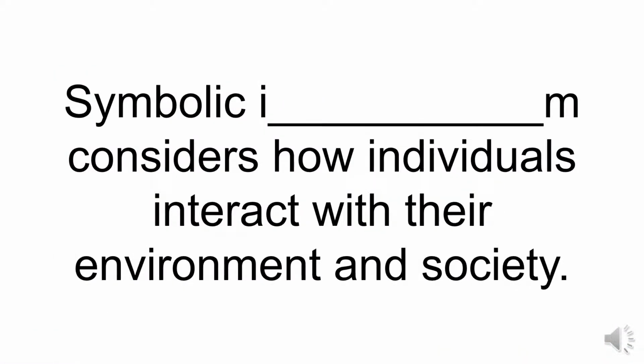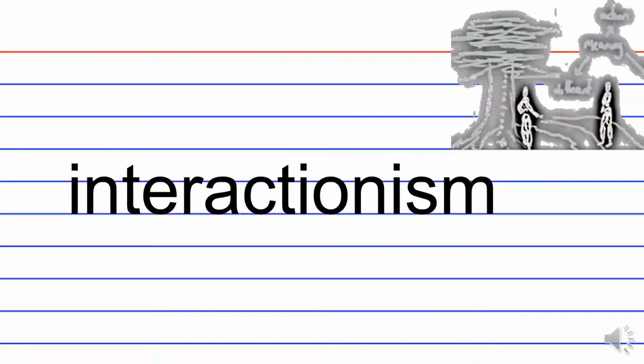Symbolic I blank M considers how individuals interact with their environment and society. So what concept is this? That would be symbolic interactionism. And here in the graffiti, you can see an individual standing under a tree in their natural environment, and another talking to somebody else.